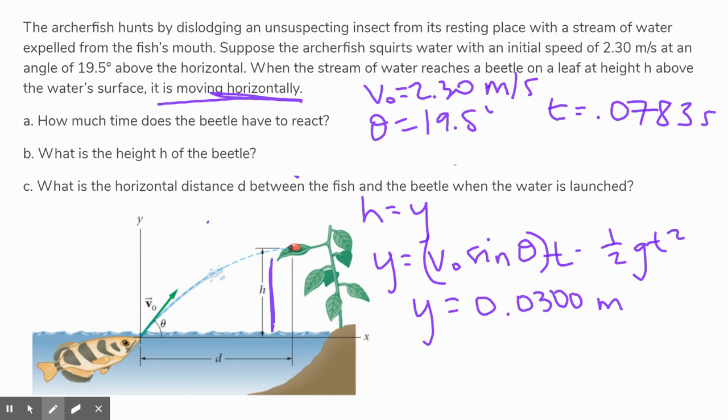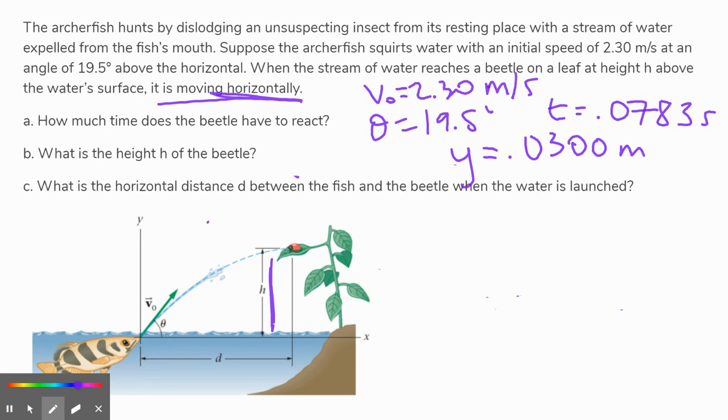0.0300 meters. And we added those 2 extra zeros because we needed 3 significant figures. And the final one, we want to know the distance between the fish and the beetle when that water is launched. So go ahead and give that part a try and press play when you're ready. Okay, so for the horizontal distance, that just means x. So we're looking for x.